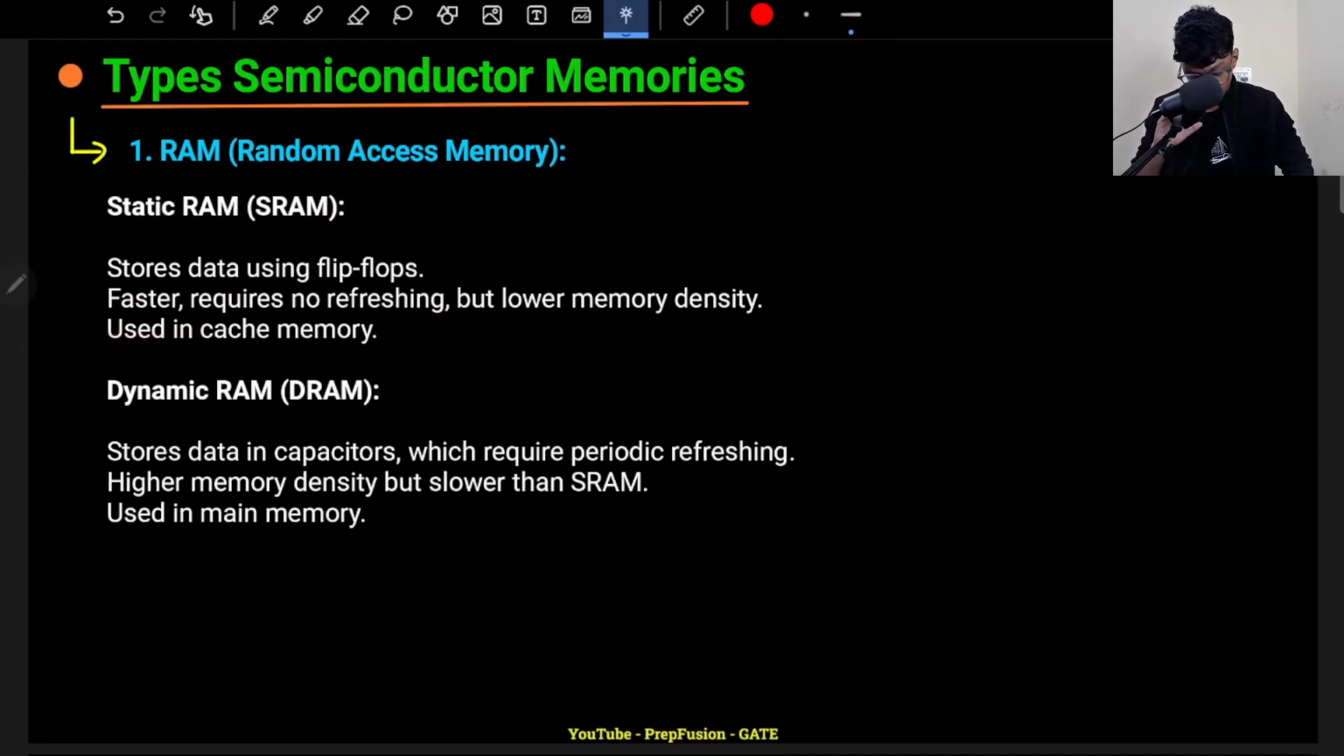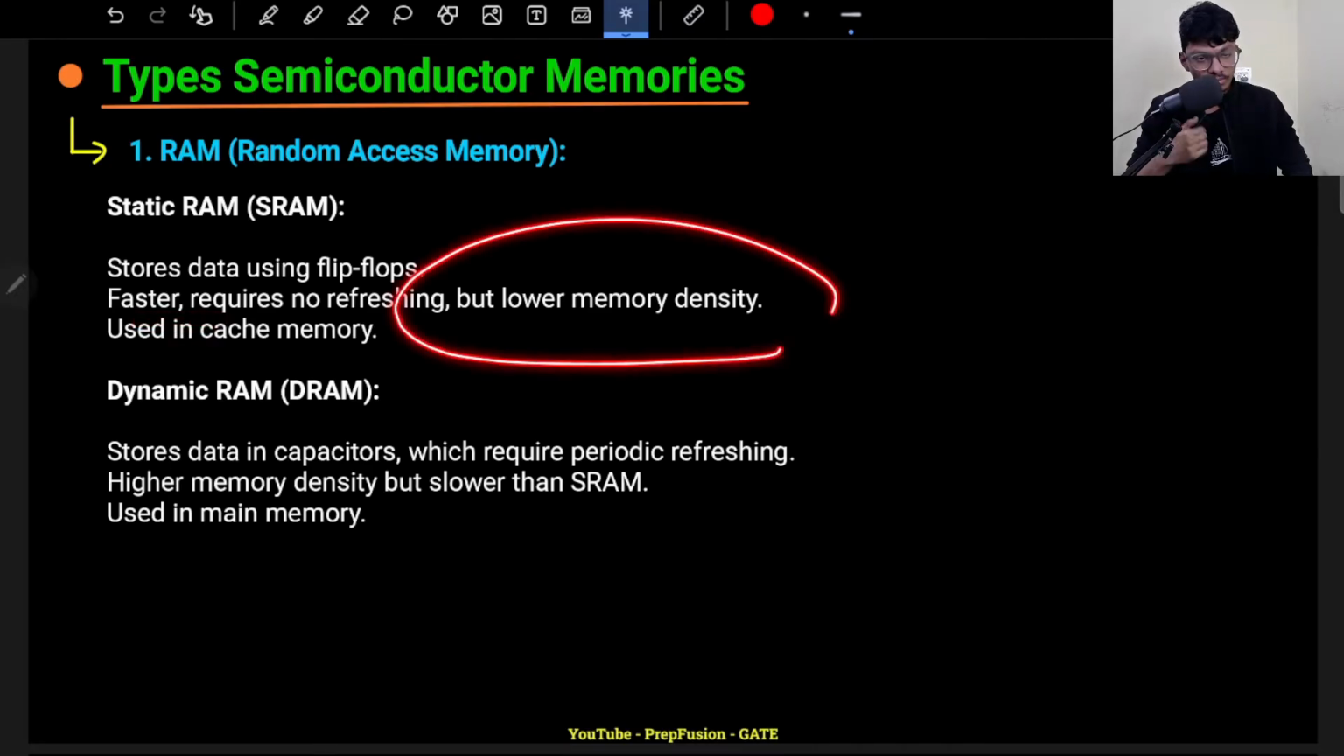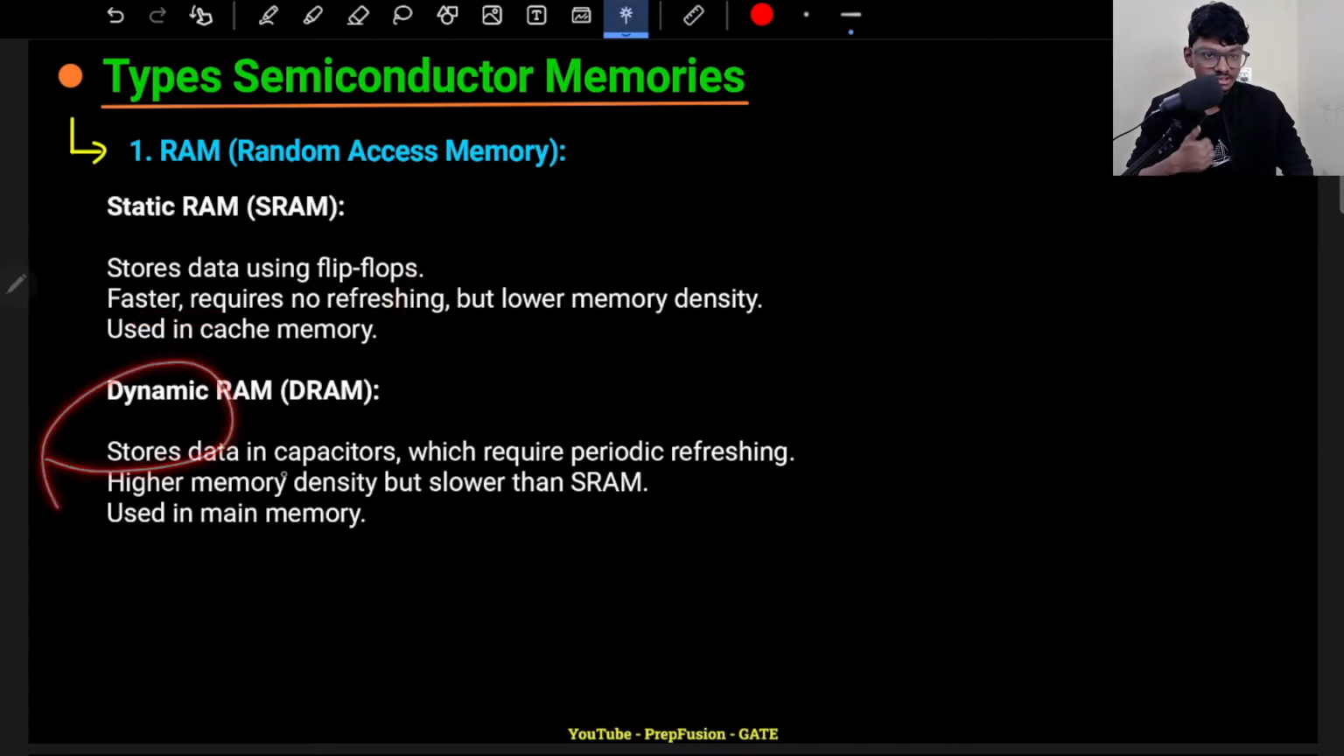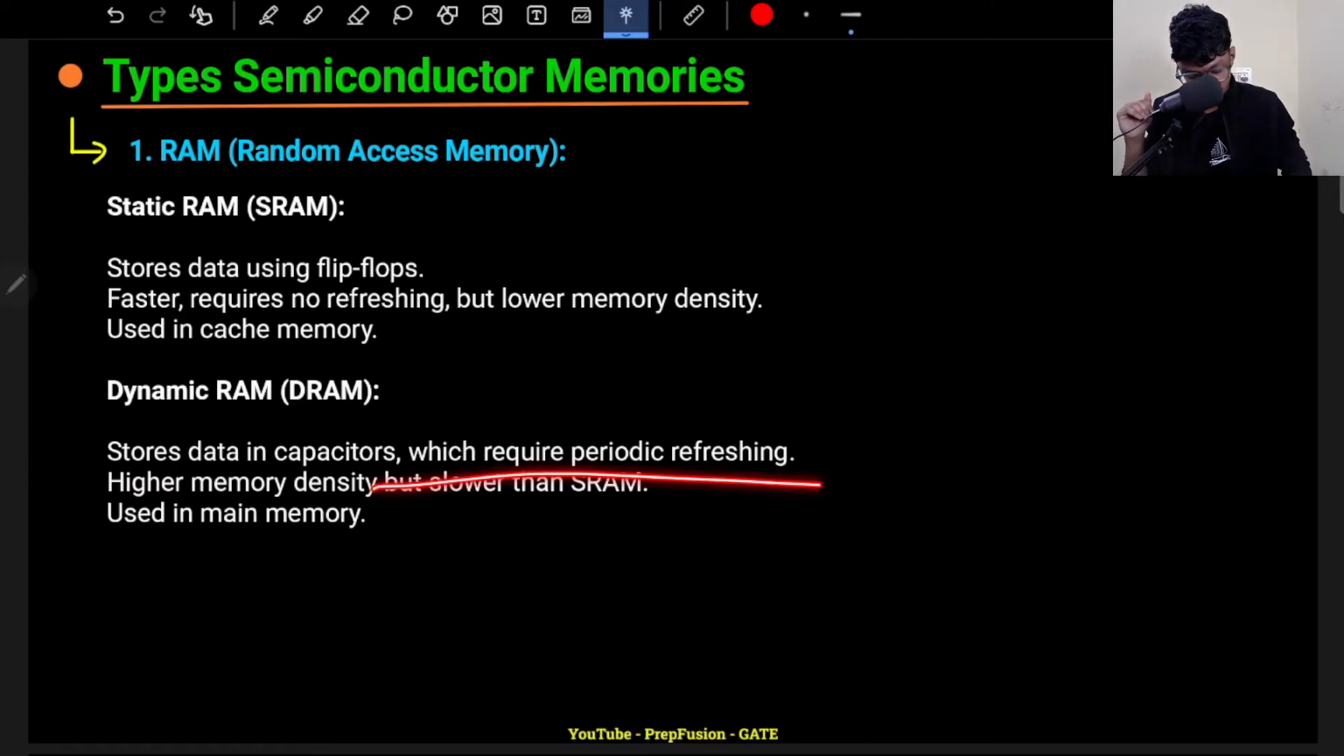I will explain this one by one, don't worry. I'm just explaining what these things are. Static RAM is faster but has lower memory density. But dynamic RAM is slower but has higher memory density. Obviously you gain some, you lose some. And dynamic RAM stores data in capacitors, which require periodic refreshing. Why we require periodic refreshing, we will understand.